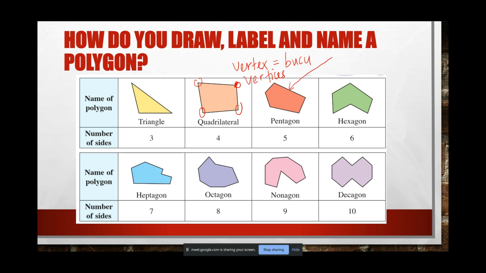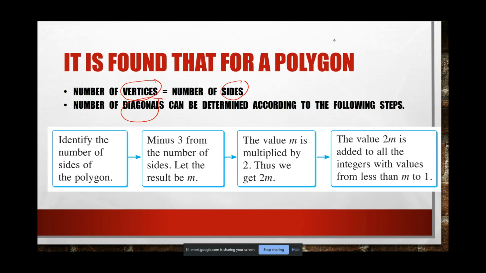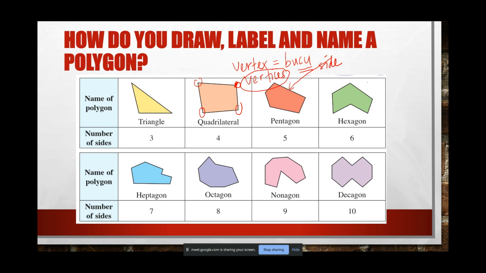For example, a pentagon has 5 sides: 1, 2, 3, 4, 5. Also the same for the vertices: 1, 2, 3, 4, 5. So for a polygon, the number of vertices is always equal to the number of sides. It's very simple. If I ask you, hexagon, how many vertices? Then you will answer me, there are 6. How many sides? It's the same as the number of vertices. It is 6. Okay?